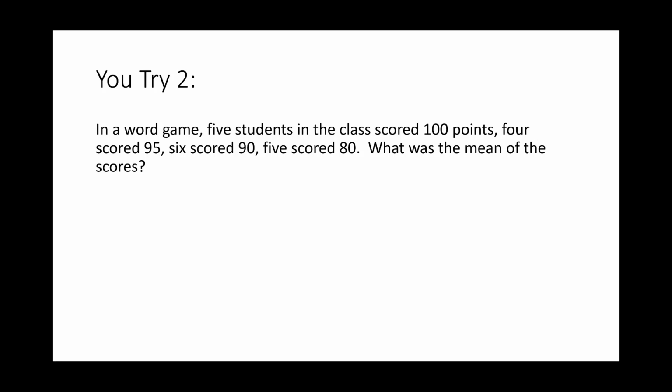So in a word game, 5 students in the class scored 100 points, 4 scored 95, 6 scored 90, 5 scored 80. What is the mean? So remember, the word mean means the average. I'm looking for the average of the scores. So I'm going to have 5 scores of 100. I'm going to have 4 scores of 95. I'm going to have 6 scores of 90. I'm going to have 5 scores of 80.